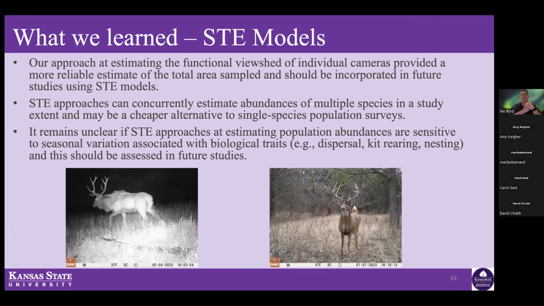And it still remains unclear if STE approaches at estimating population abundances are sensitive to seasonal variation associated with biological traits such as dispersal, kit rearing, and nesting, and that could be assessed in future studies. So sampling during the wintertime, also sampling during spring and summer months, that could have an effect as well on space-to-event models.